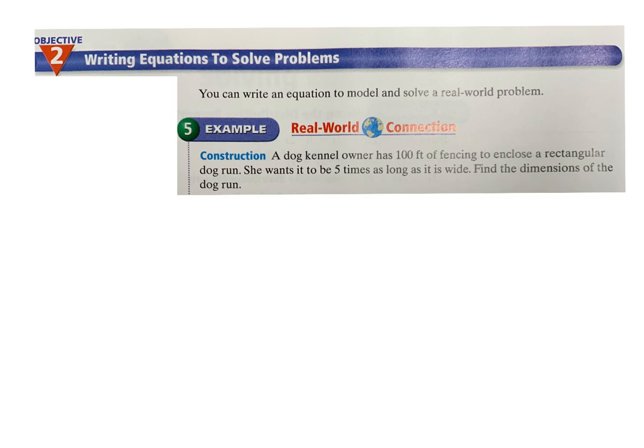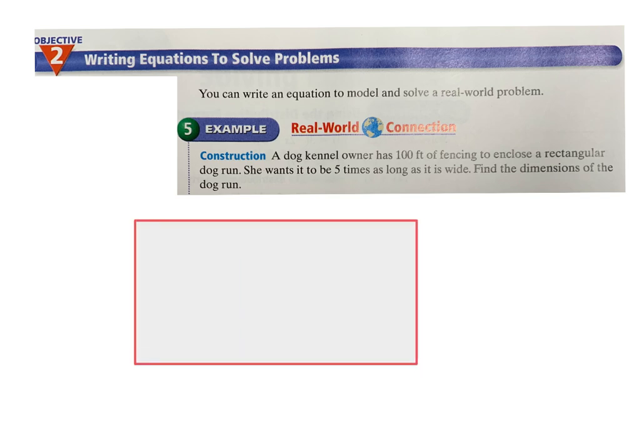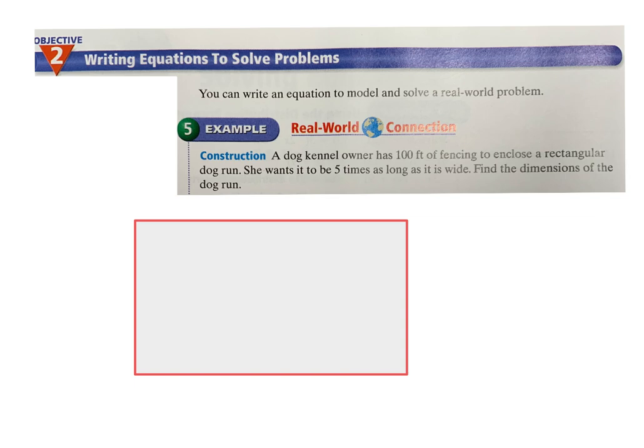So we have this rectangular dog pen here. She wants it 5 times as long as it is wide. So we're going to label our width here. We don't know what that is, but we know this length needs to be 5 times as long as the width, right? Make sense? All she has is 100 feet. That's all we have to work with.